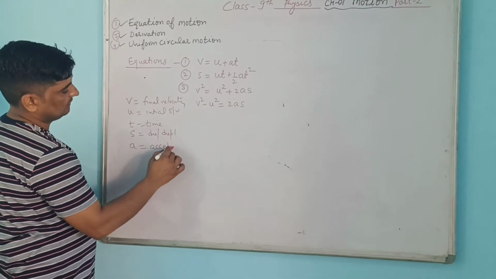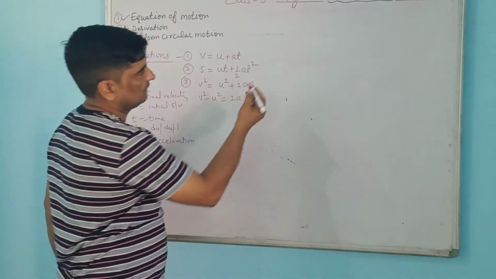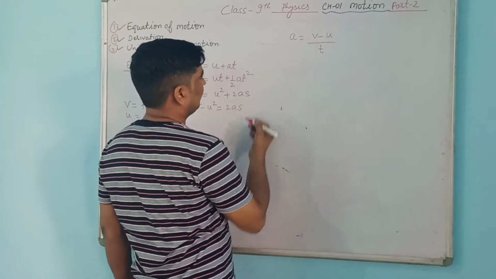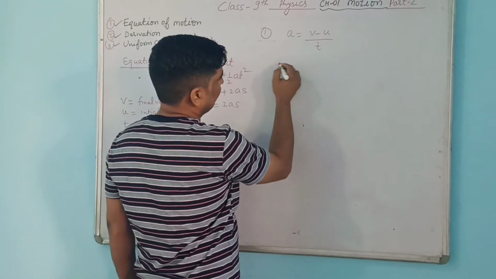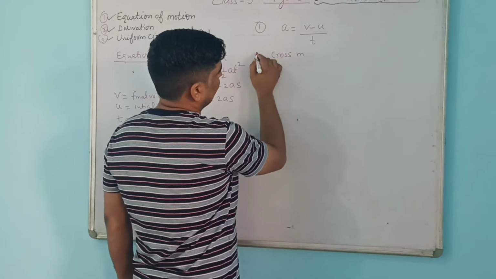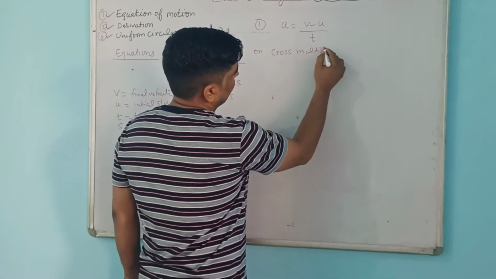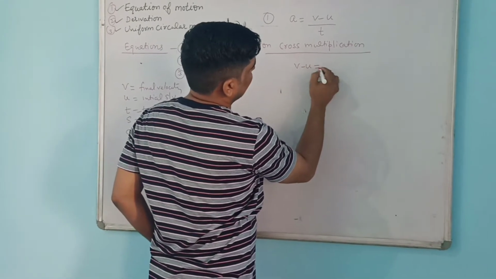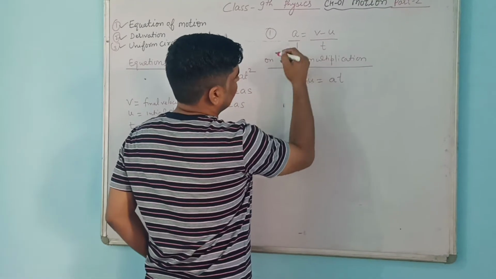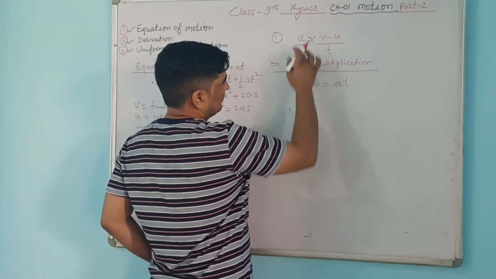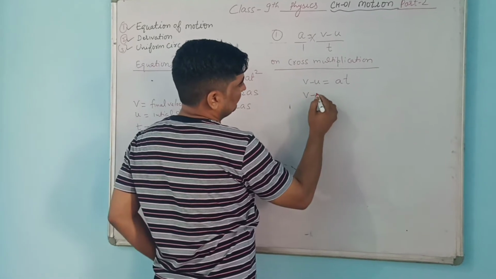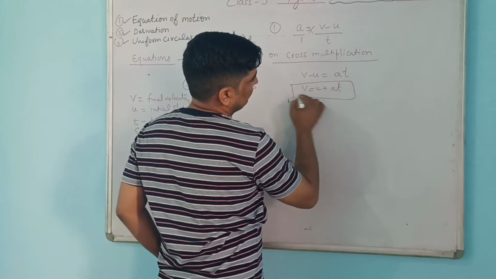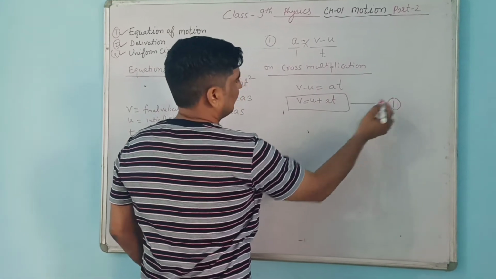So we will first be deriving. Let us take the first one. You know acceleration is the rate of change of velocity. If I cross multiply it, on cross multiplication you will get v minus u is equal to at. Cross multiply, you know, no? So a into t equals v minus u. So v = u + at. We will call this the first equation of motion. Now the second one.